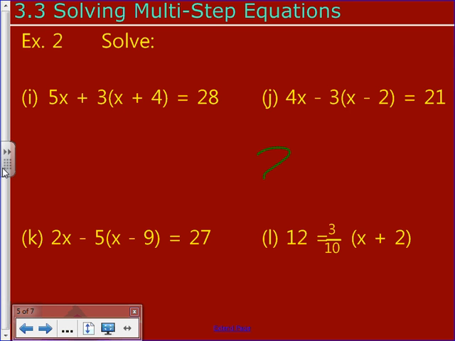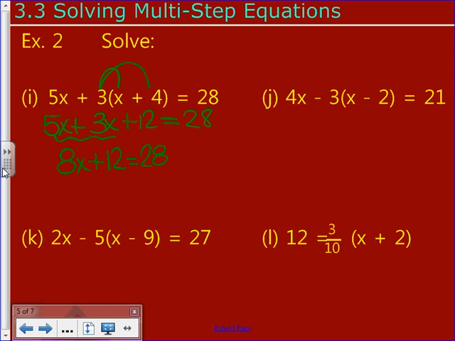Let's look at the first one. Do we have a distributive property? Yes. So we need to do the distributive property first. So let's distribute 3 times x. So we have 5x plus 3 times x is 3x plus 3 times 4 is 12 equals 28. That was step 1. Step 2, like terms, right here.